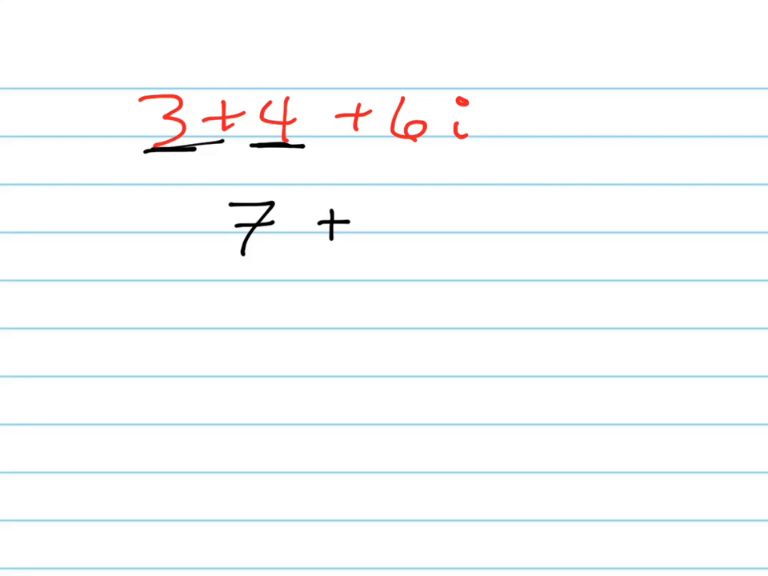So let me explain that to you in a couple different examples. 3 plus 4 plus 6i. Write that complex number in standard form. What can we add together? 3 plus 4 is 7. 7 plus 6i. What's the real part? 7. So that's your a, and b is 6. If they wanted you to say what the real part and the imaginary part is.